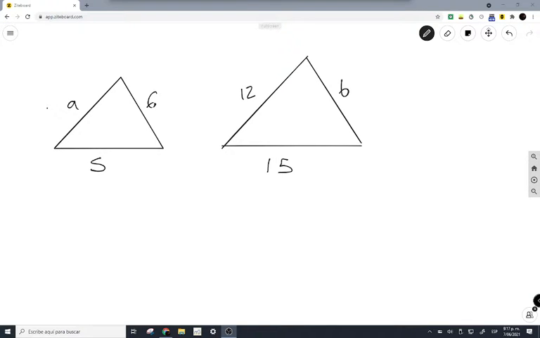Hello kids! In this video I am going to show you how to find the values of missing sides when you have two similar triangles, like in this example.